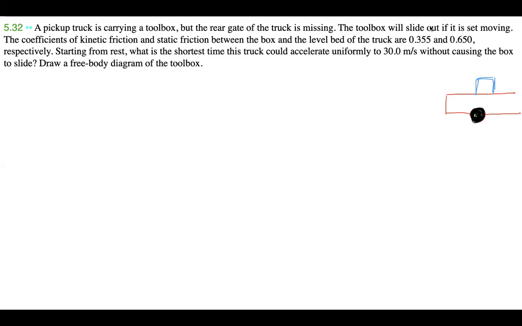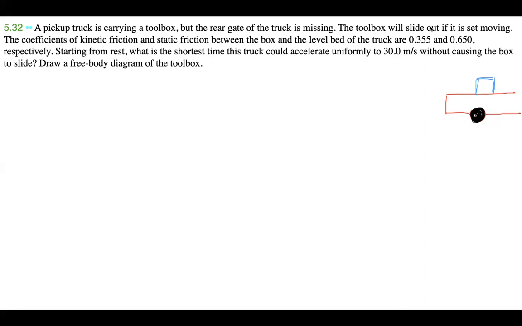Okay, so a pickup truck is carrying a toolbox, but the rear gate of the truck is missing. The toolbox will slide out if it is set moving. The coefficients of kinetic friction and static friction between the box and the level bed of the truck are 0.355 and 0.650 respectively. Starting from rest, what is the shortest time this truck could accelerate uniformly to 30.0 meters per second without causing the box to slide? Draw a free body diagram of the toolbox.